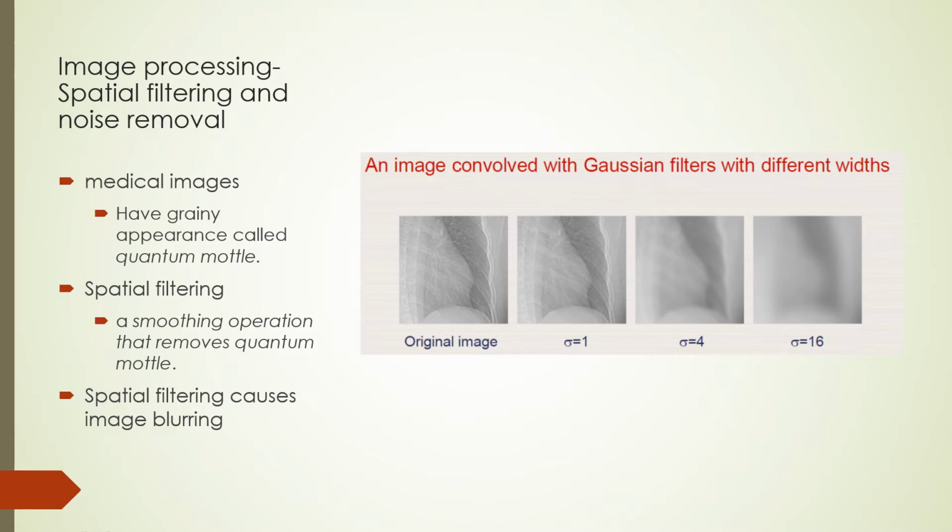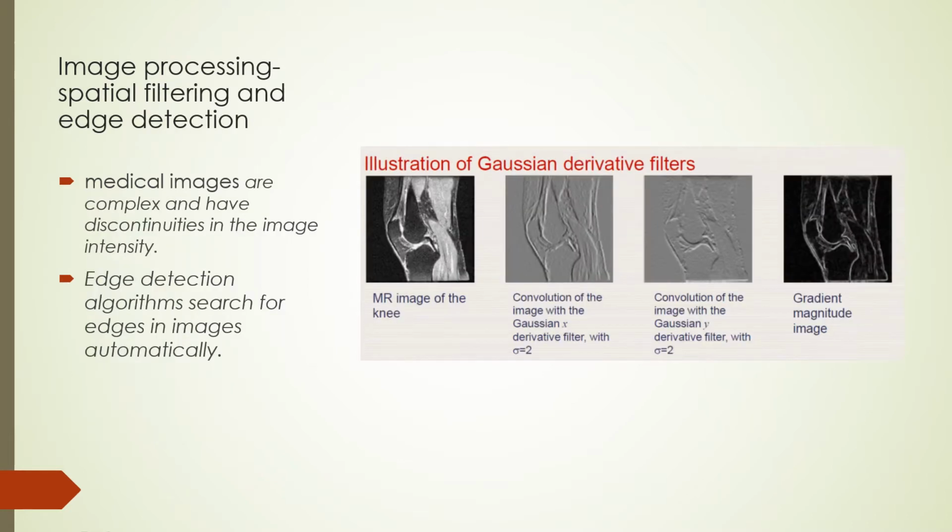Let's take a look at edge detection next. Because medical images are complex, they have many discontinuities in the image intensity. Most of these discontinuities are not related to the structure of interest. They may also be discontinuities due to noise, imaging artifacts, or other structures. So one of the main applications of image processing is to detect structures of interest in images. In many situations, the structure of interest and the surrounding structures have different image intensities. By searching for discontinuities in the image intensity function, we can find the boundaries of structures of interest. These discontinuities are called edges.